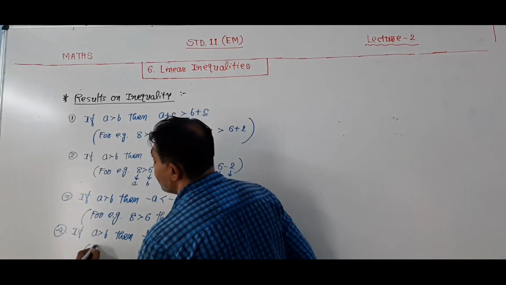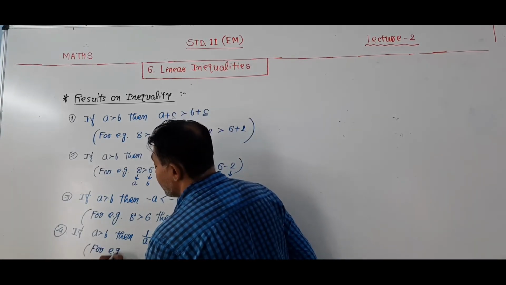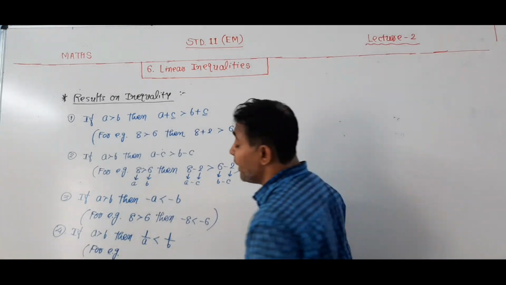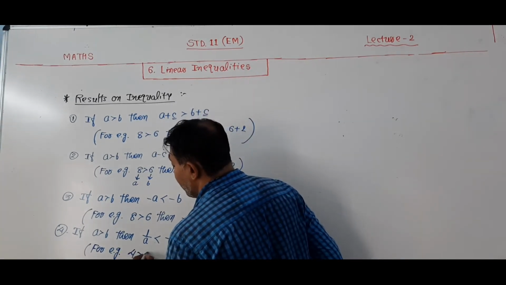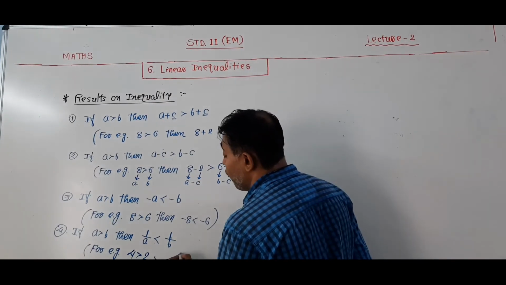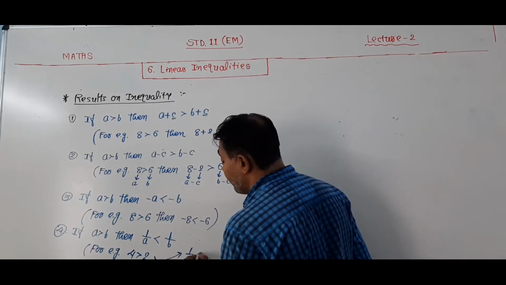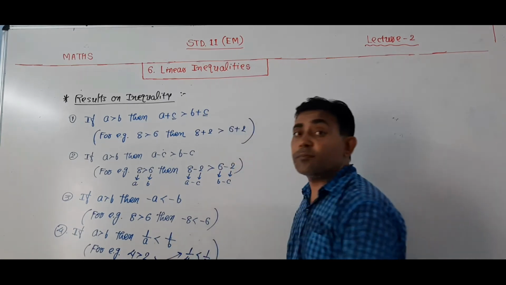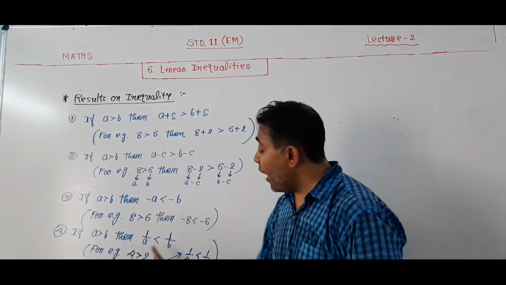For example, now I just give an example like this. 4 is greater than 2. Do you know that? Yes, 4 is greater than 2. Then we may say that 1 by 4 is less than 1 by 2. Okay? 1 by 4.